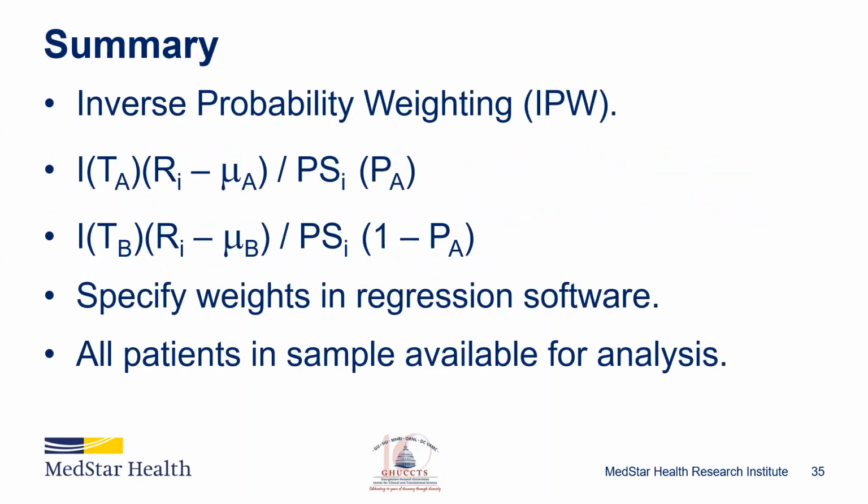Inverse probability weighting, we calculate the propensity score, and then we use the inverse of that to weight our analysis. And the advantage here, of course, is that we can use all patients in the sample, because everyone has a propensity score, and you then are able to use everybody.